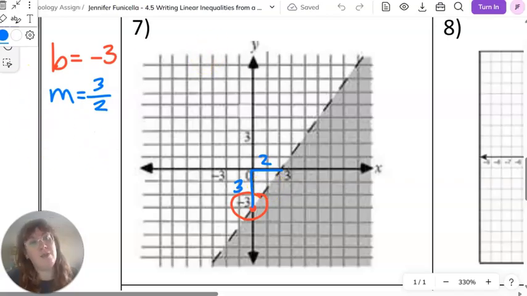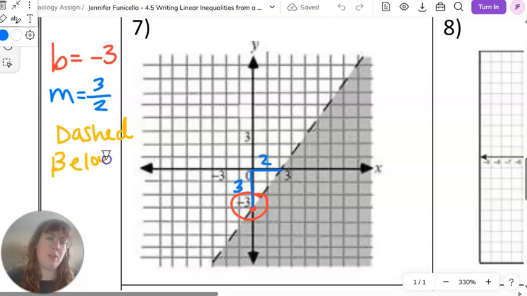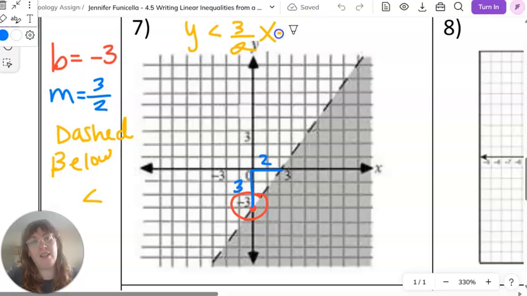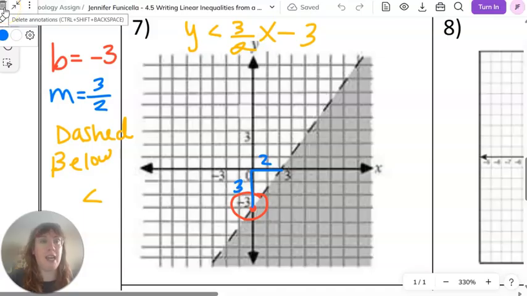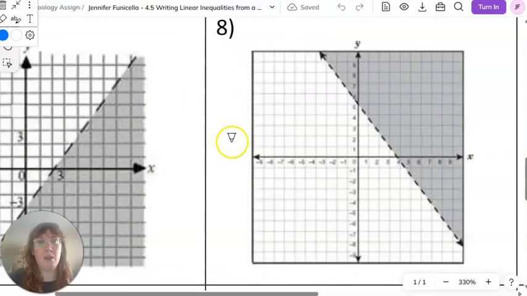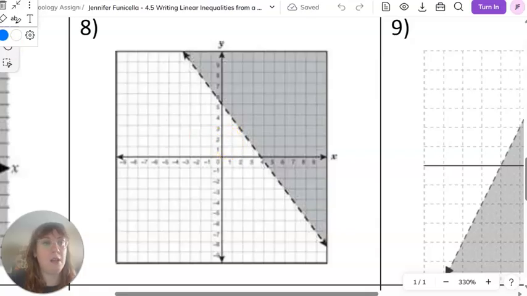And this is dashed and shaded below. So many belows. So that will just be less than. So we have y is less than 3/2 x minus 3. Beautiful. Get everything you need. Push ahead to slide or to question 8. I'm going to erase my board. All right, here we go.